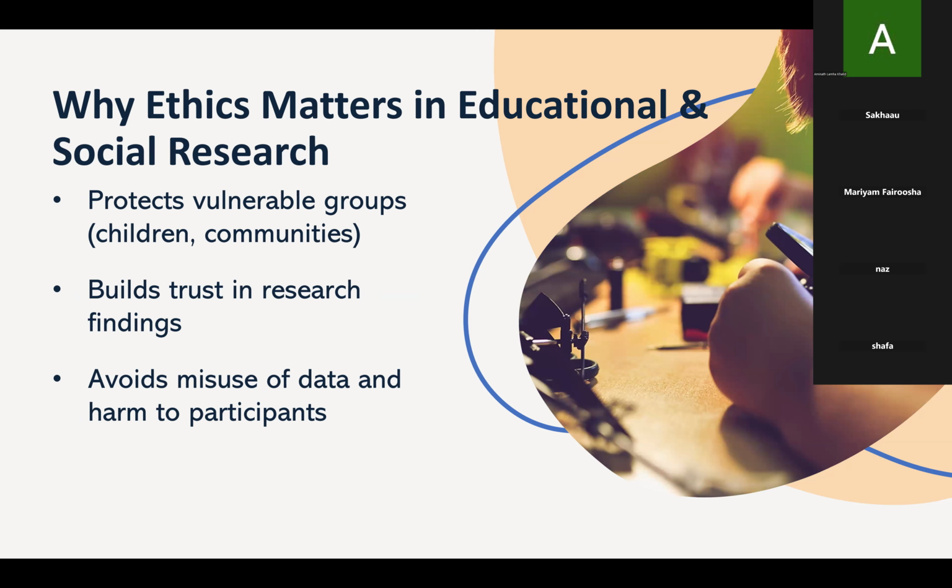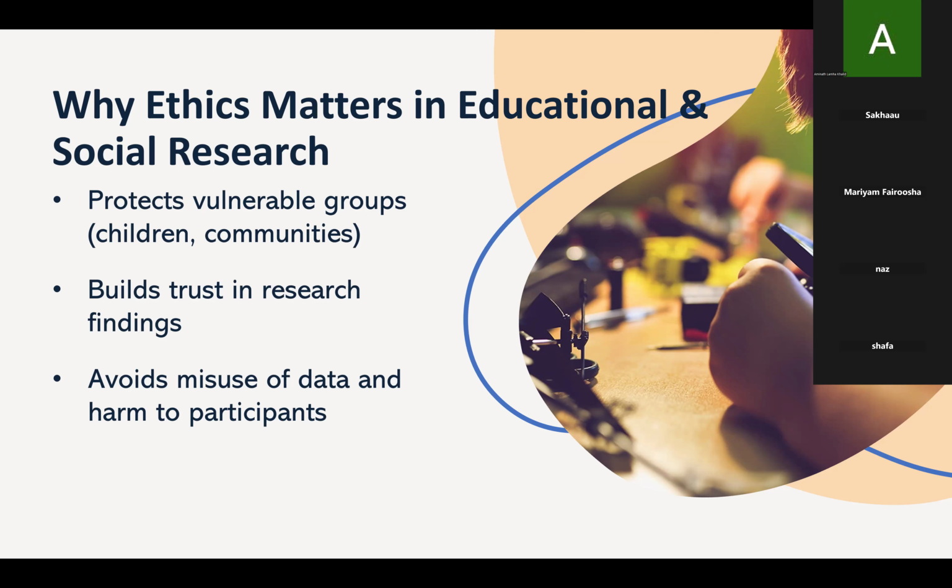And the other thing is that research ethics actually builds trust in our research findings, because if we follow a proper research ethics protocol, then people would actually trust that we have followed the proper guidance, proper principles, and also it avoids misuse of data or harm to the participants. So in terms of principles, we talked about confidentiality, we talked about anonymity, we talked about data integrity, we talked about data protection and all that.